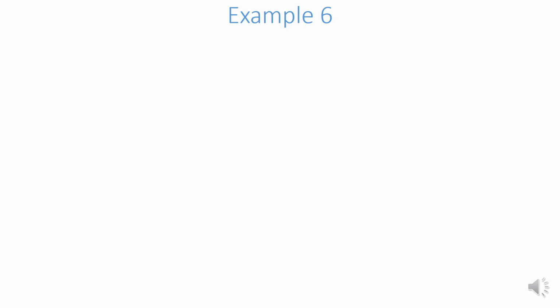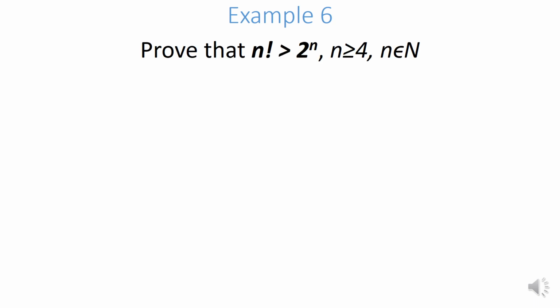Again, we'll see it best through an example. Prove that n factorial is greater than 2 to the power of n for n greater than or equal to 4 in the natural numbers. Take note of this: sometimes you're not starting at n equals 1. Sometimes your first value may be different. So in this case, in our first step, we won't be starting with n equals 1. We're going to start with n equals 4.